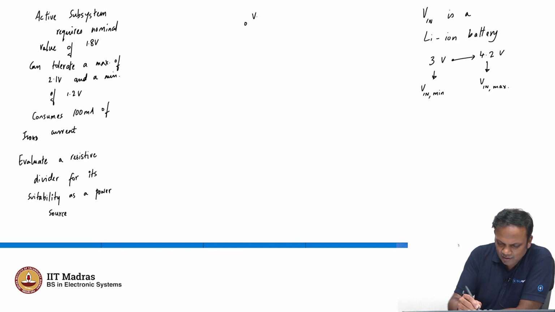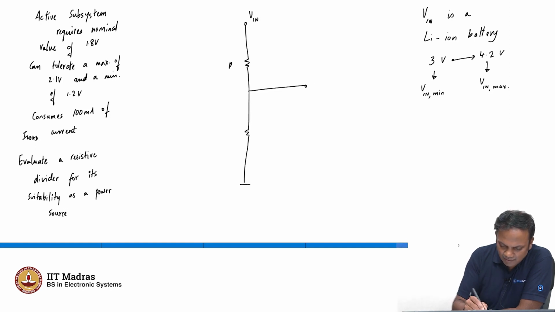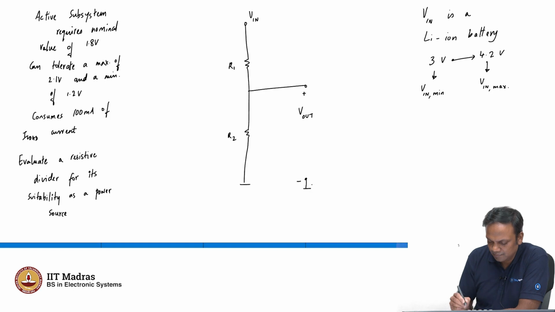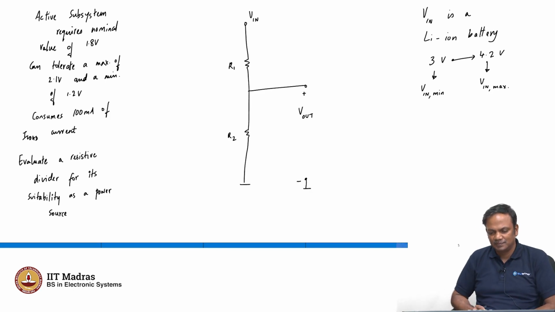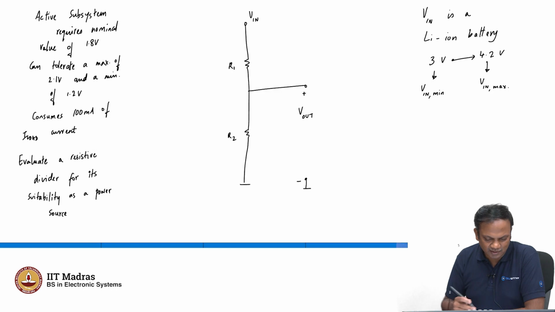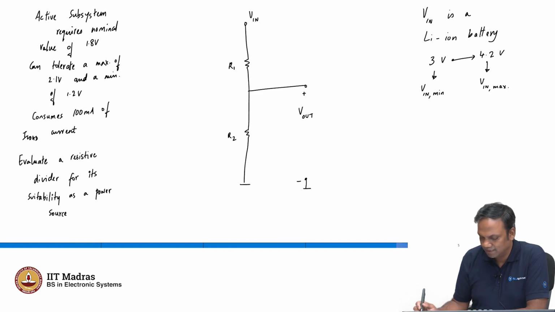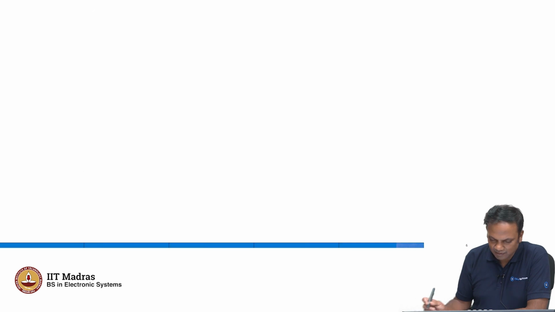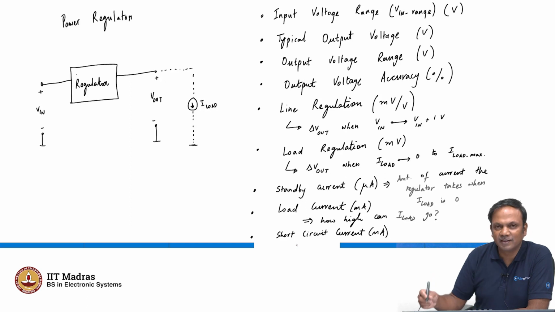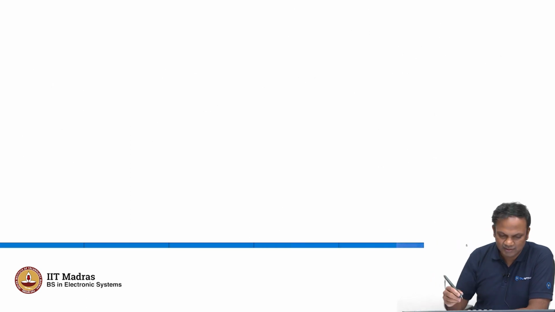So, we have V in, and all we are going to do is a simple resistive divider to generate V out. So, now this is our circuit, we are going to calculate R1, R2 and all that in a second. But before that, let us start with the first thing of interest, which is the input voltage range.